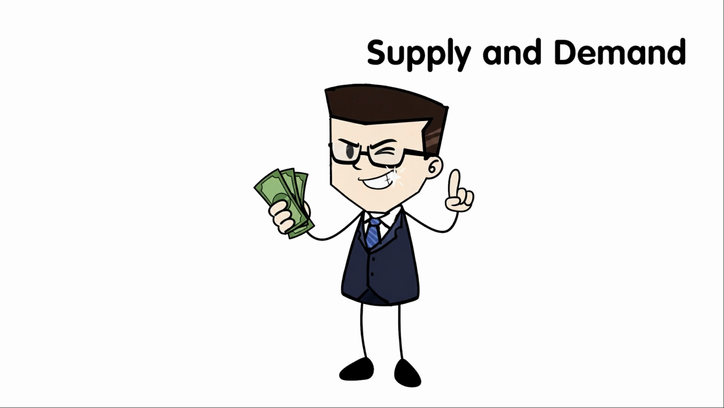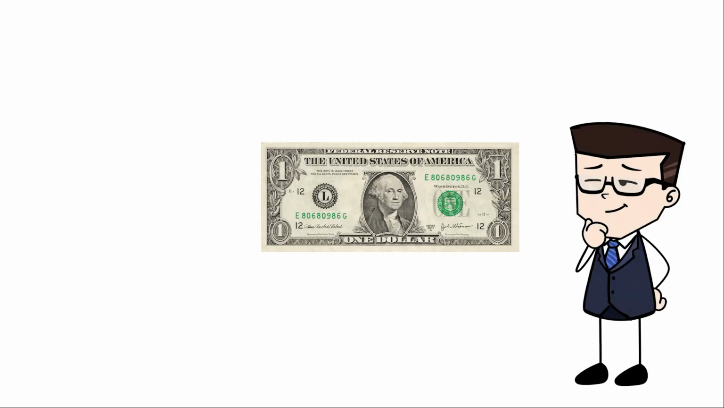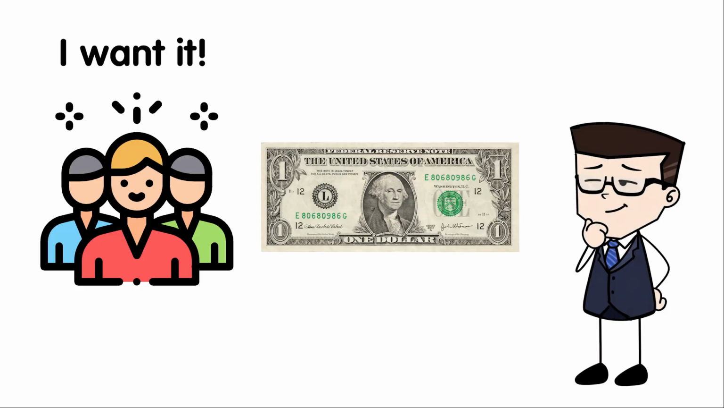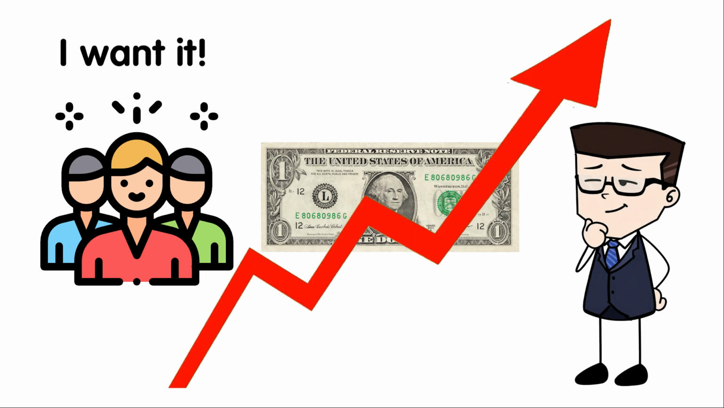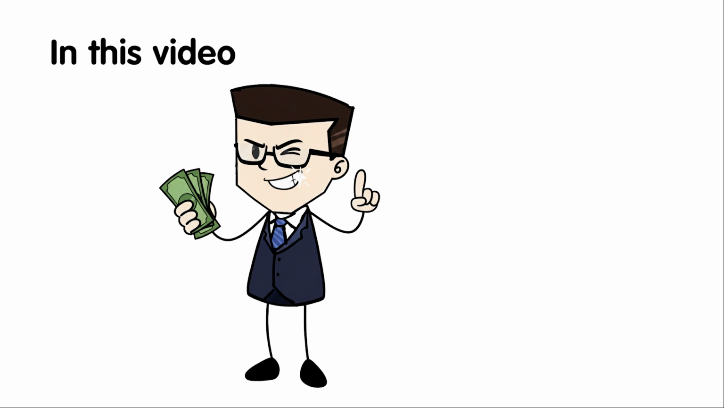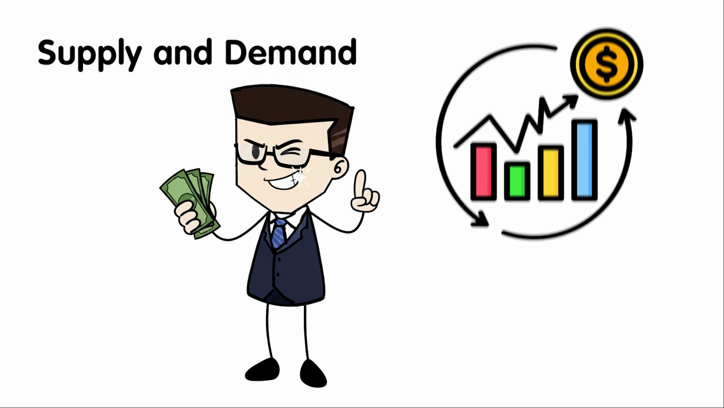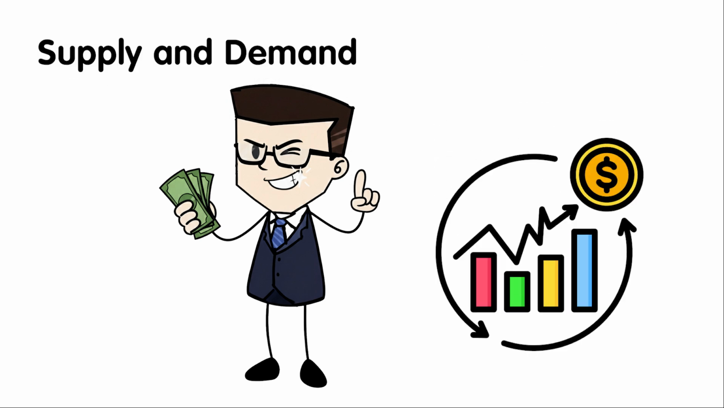So, what makes the value go up or down? It is the law of supply and demand. To put it simply, if a lot of people want a specific currency, they compete to get it. This pushes the price higher and higher. So, in this video, let's look at supply and demand and see exactly how it affects the value of money.